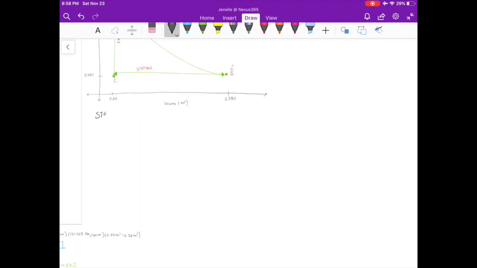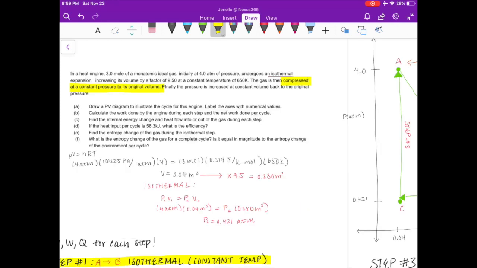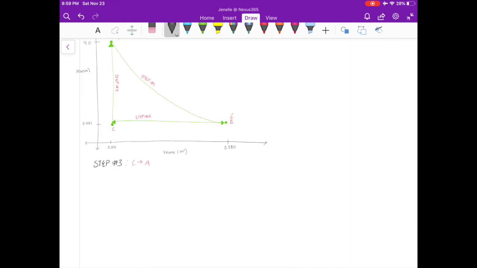Finally, let's take a look at step 3. For step 3, we're going from point C to point A. Let's take a look at our PV diagram. From point C to point A, we are staying at the same volume of 0.4 meters cubed. For the pressure, however, we are increasing it from 0.421 to 4 atm. And because we are keeping the volume constant, this step is an isovolumetric, also known as isochoric, step.